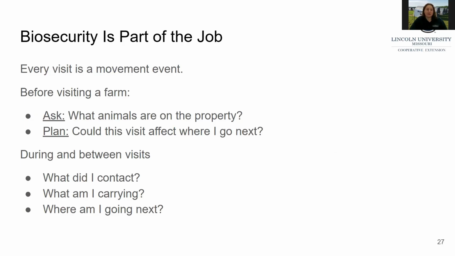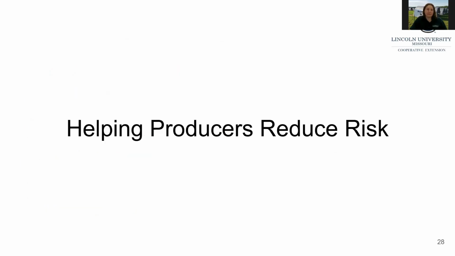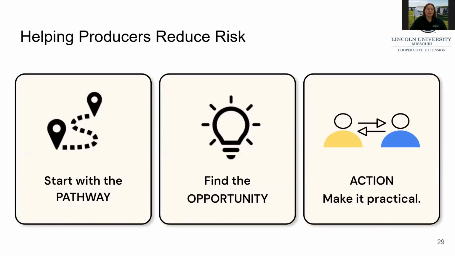So the goal isn't to create a plan that can never be disrupted. It's to make biosecurity part of how we plan and do our work so that when we have to think on our feet, we're better prepared to make a good decision. So we've looked at our own role in pathogen movement. Let's turn our attention back to the people that we support. We've been using the same questions to understand our movement. Now we'll use that way of thinking to help producers identify and reduce risk in their operations.